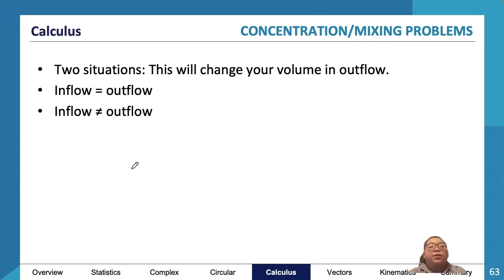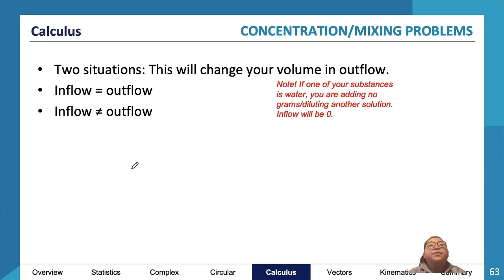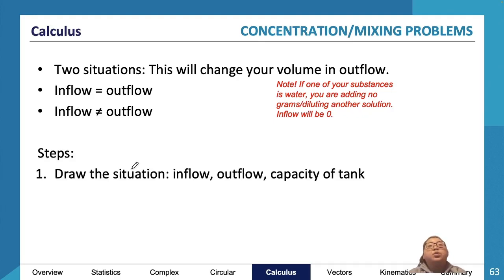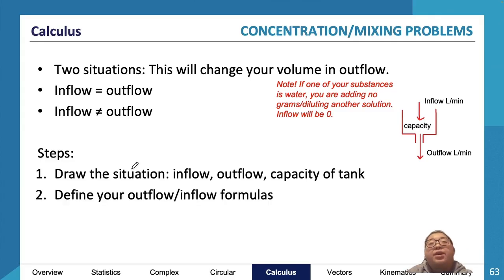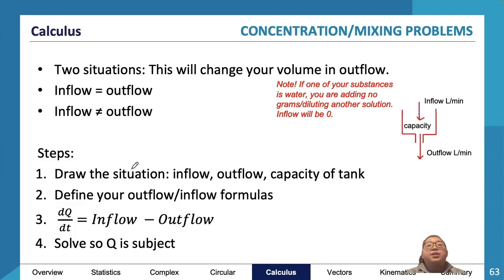So if inflow equals outflow, what that means is that you will just have it over V, right? And if inflow doesn't equal outflow, that means that you'll have to change the V based on the bottom. So you want to draw the situation: inflow, outflow, capacity of the tank. And then you want to define your inflow, outflow formulas. So that's going to be your concentration times your volume flow in, and then your concentration times your volume flow out. They'll say something like they stir the tank to make sure that you're aware that the tank concentration is consistent throughout. Then you're going to have inflow minus outflow, and then you solve for Q being the subject.